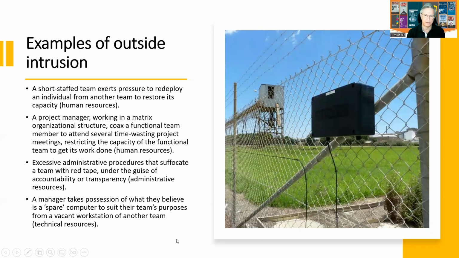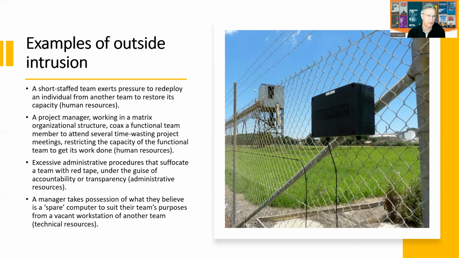And some examples of outside intrusions. What are they? Let's have a look at a couple of them, because I think it's all very well talking about this theoretically, but let's talk about some of the particular examples that we might like to look at. So one example is that a short-staffed team exerts pressure to deploy one of the individuals in your team to another team to restore its capacity. So in other words, somebody in your team might be seconded to another team, or they might be removed from that team to work temporarily in another team. Now, there might be very legitimate reasons for that, but it might also be a complete interference for your team. So for you to buffer would be to challenge that decision, or at least to challenge it, but perhaps even to stop it.